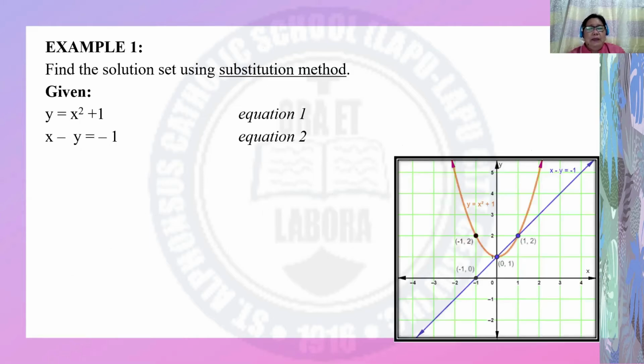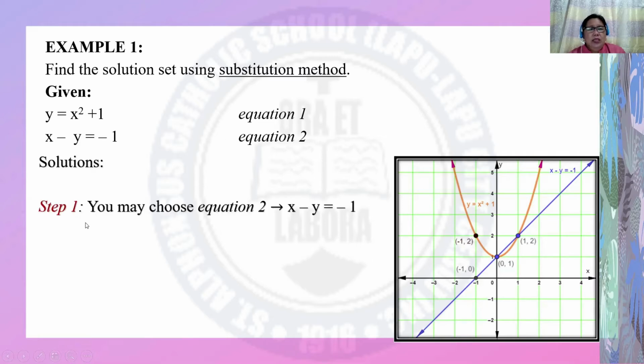Let us have an example. So using the first example in graphical method, we have these 2 points as the points of intersections of the parabola and the line. Let us try to find out if the answers are the same. So given y is equal to x squared plus 1 and x minus y is equal to negative 1, we have to label this as equation 1 and equation 2.